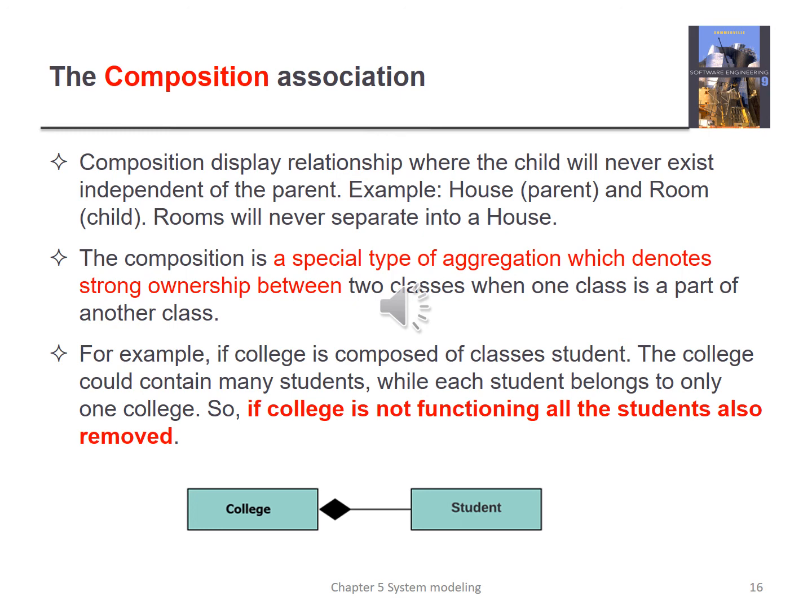The composition is a special type of aggregation which denotes strong ownership between two classes when one class is a part of another class. As we said, if the college is composed of the class student, the college could contain many students, while each student belongs to only one college. So if a college is not functioning, all the students are also removed.